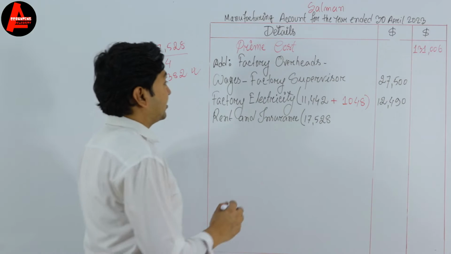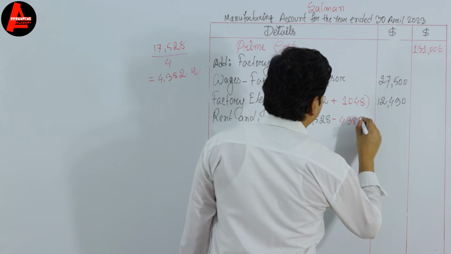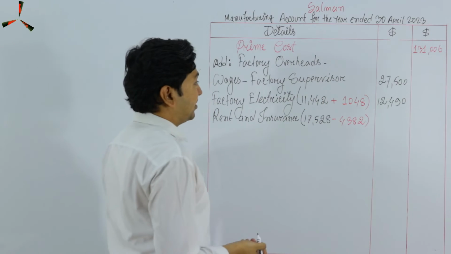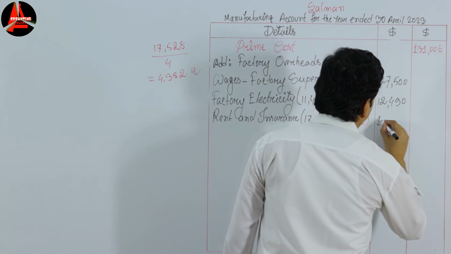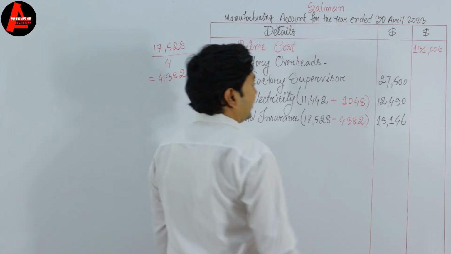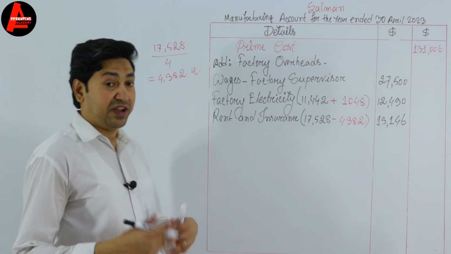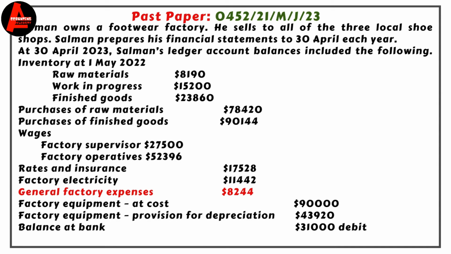Okay, so let us subtract this amount, 4,382. After subtraction we get $13,146. Okay, great. So 3 we finished. Now next one we have here general factory expenses, $8,244. So it is factory expenses, so it is also factory overhead.